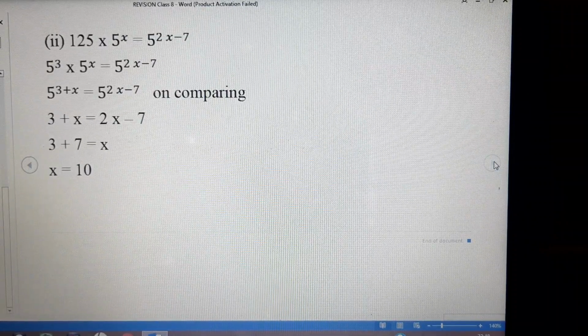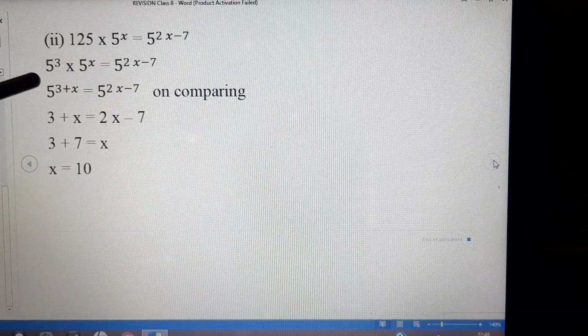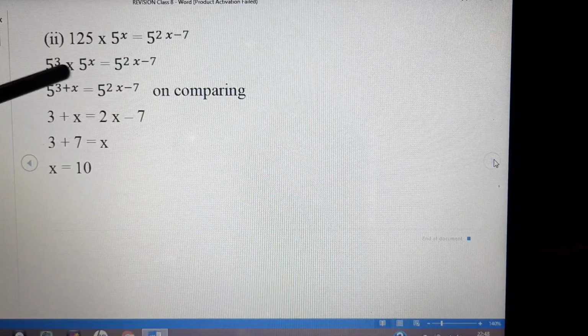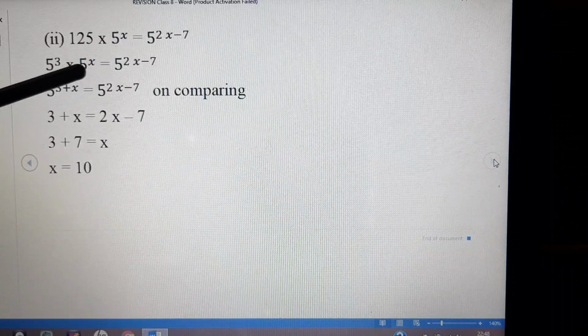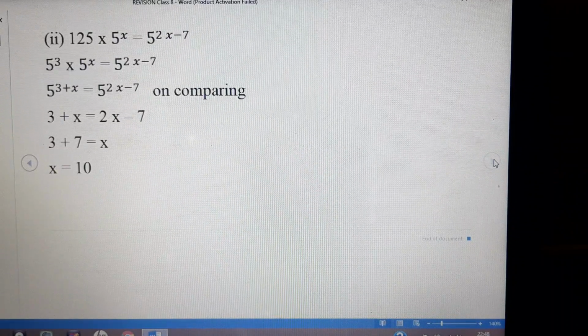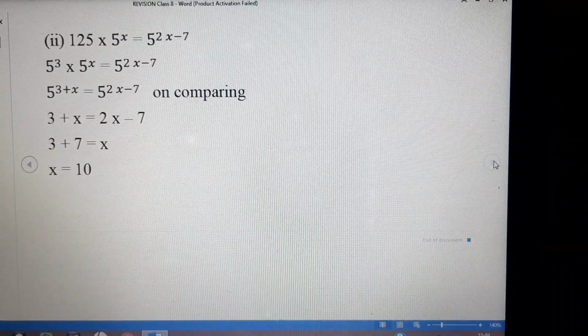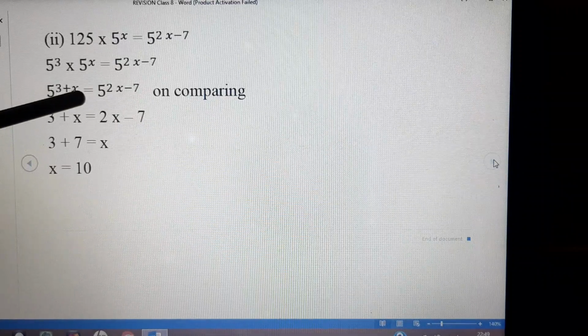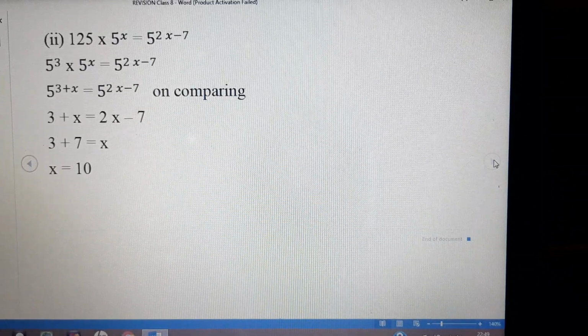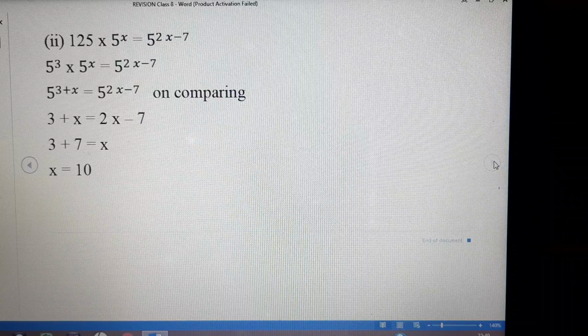Same type of question. 125 can be written as 5 cube and 5 cube into 5 to the power x, because base is same, so we'll use, their exponents will be added. So 5 to the power 3 plus x. The other side it is 5 to the power 2x minus 7.